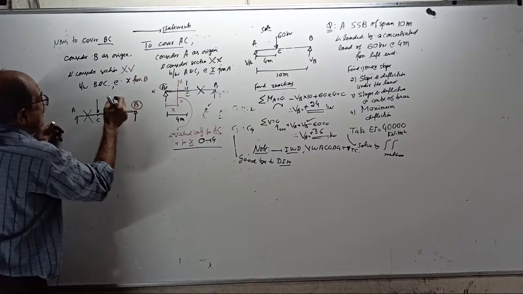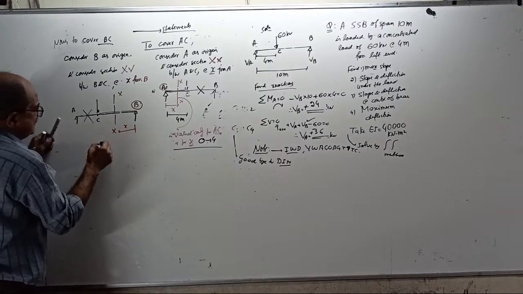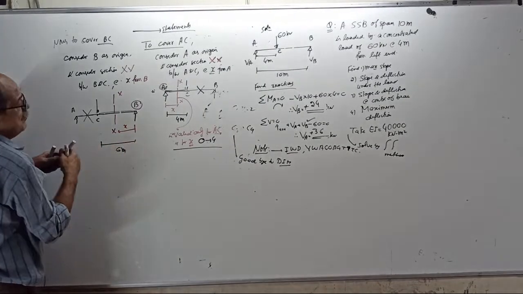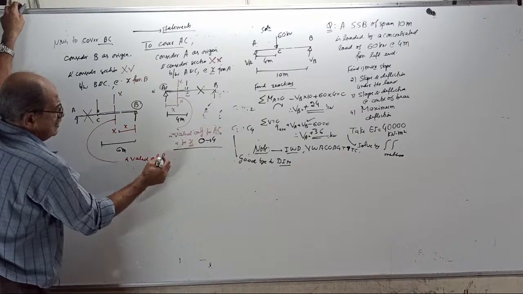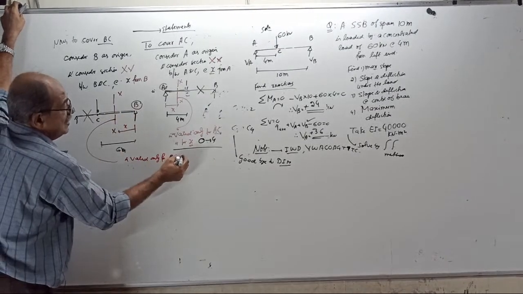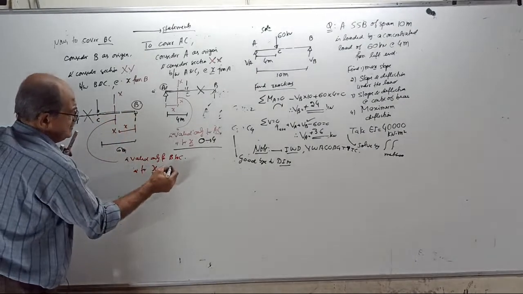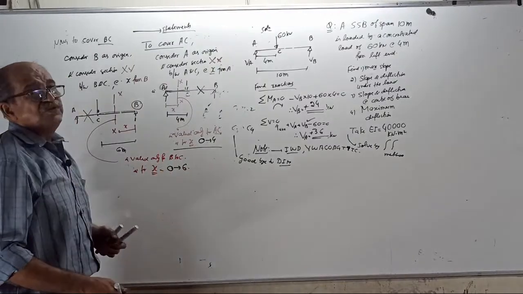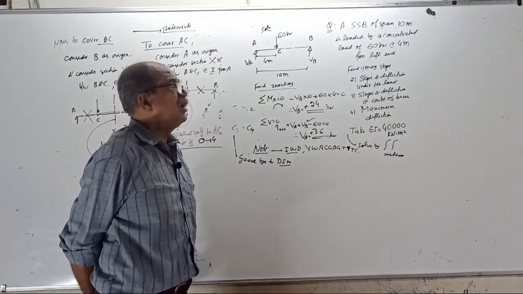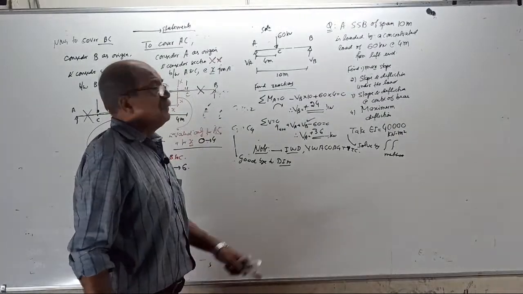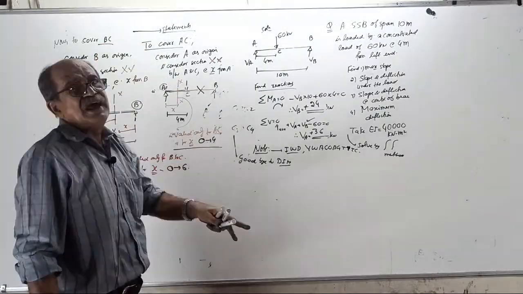Make B the origin, take a section XX here at X from here. Then this distance will be 6 meters. Now make a note: this XX is valid only for B to C, for X varying from 0 to 6. Somebody will start walking from A, reach C and say I am in charge of AC. Someone will start walking from B, measuring from B, and say I am in charge of BC.